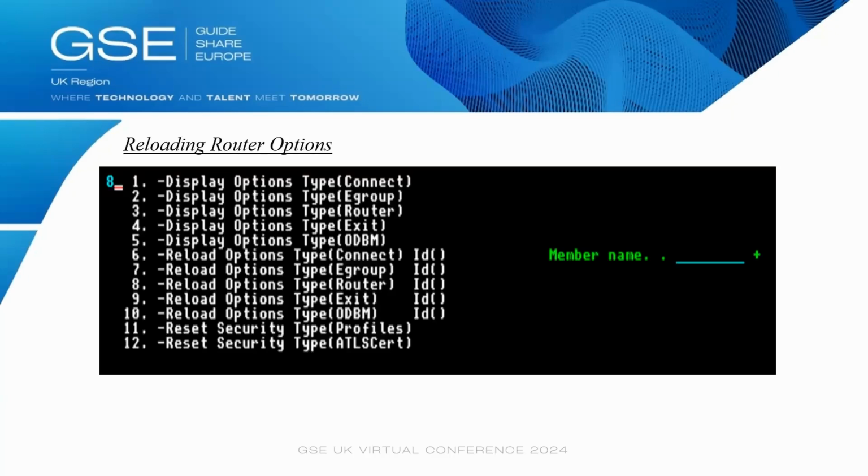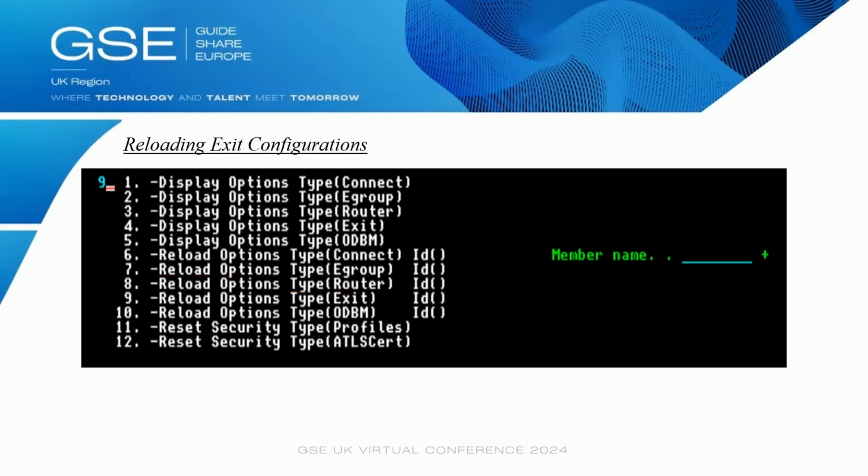Whenever I make some changes to the router options, I can simply reload them by going to this command, reload options type router, and it will simply reload everything for me, the router options, and I do not need to go ahead and restart or recycle the IMS Connect system.